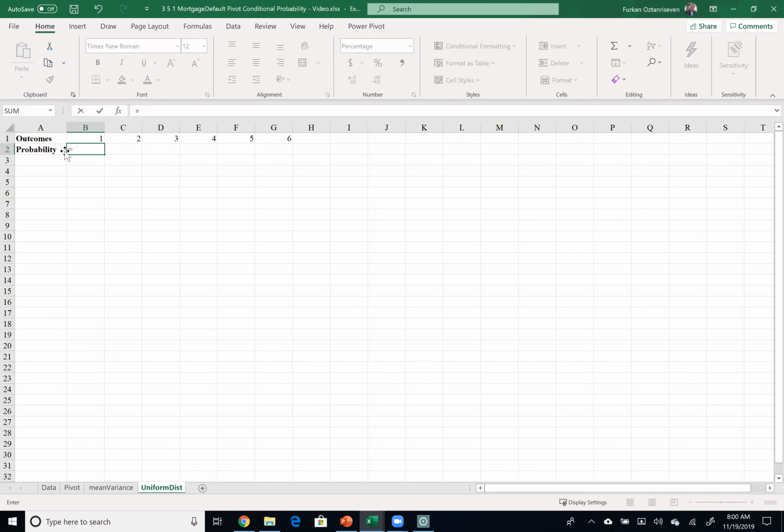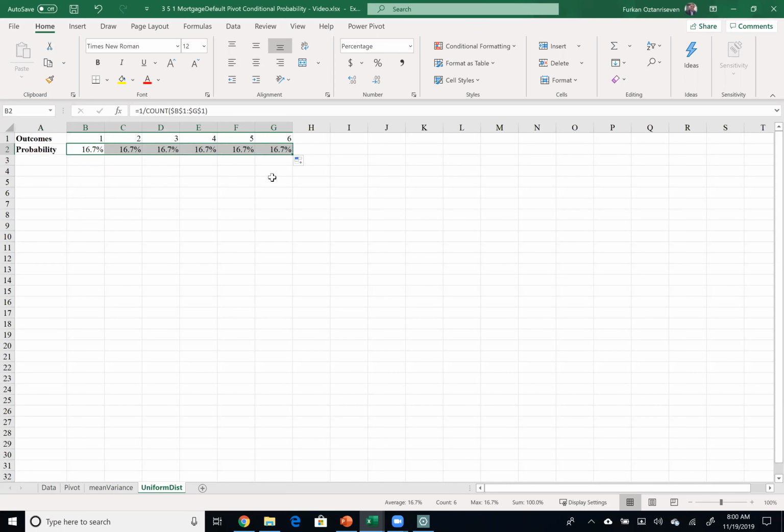And here, the probability of getting 1 is the total probability, which is 100% or 1, divided by the number of outcomes, since they all have the same probabilities. Right? And I need to lock my blue array because I will use the same as a count when I drag it right. F4, enter. You can see the probability is 16.7%.